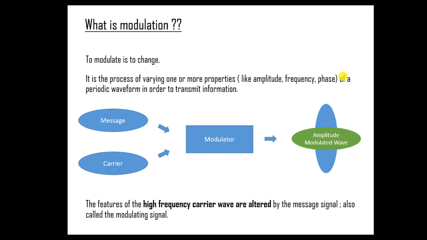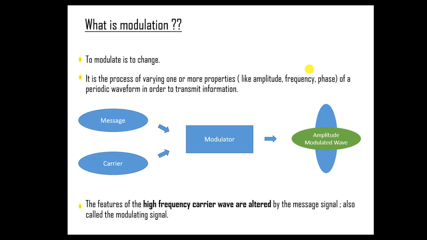First things first, we need to understand what is modulation. The literal meaning of the term modulation is to alter, to change. To modulate something means to change it. It is the process of altering one or more properties of a periodic waveform such as amplitude, frequency, or phase in order to convey or transmit information.